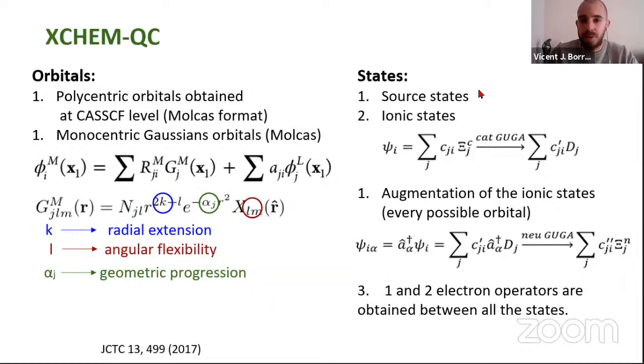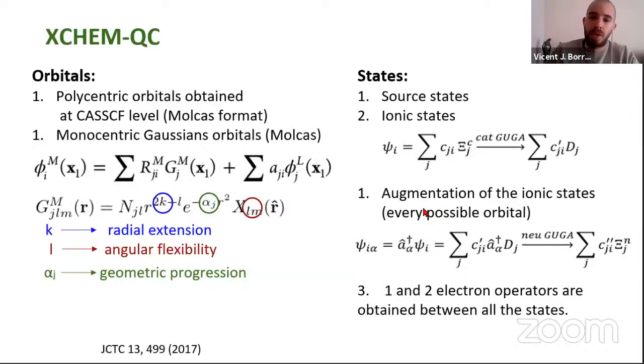Also, we have different kinds of states. We have source states that are the states computed with polycentric Gaussians. The typical source states are the ground state or excited states you want to include in the calculation. We also have the ionic states that are the parent ions included in the calculation. These parent ions are described as a linear combination of configuration state functions with a defined spin. And with a Guga table obtained by Molcas, we transform them to linear combinations of Slater determinants. So we can augment on every possible orbital.